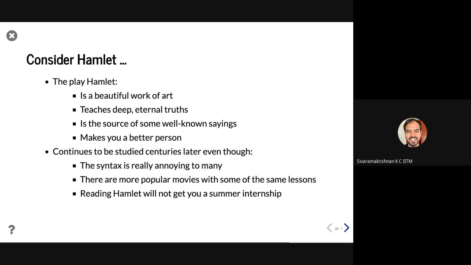And there are, of course, a lot of plays and adaptations of the original book Hamlet, right, with the same lessons, right? You could argue, like, I watched the movie made on Hamlet. Why do I even study Hamlet? But reading Hamlet has its own benefits, right? And of course, reading Hamlet will not get you a summer internship. The analogy that I'm trying to make here is, think of OCaml and Prolog like Hamlet, right?